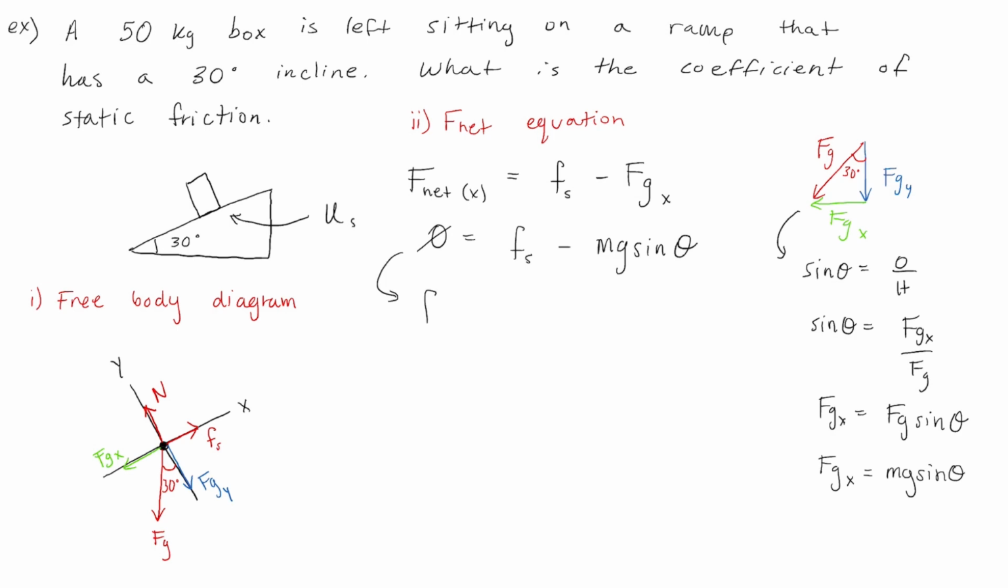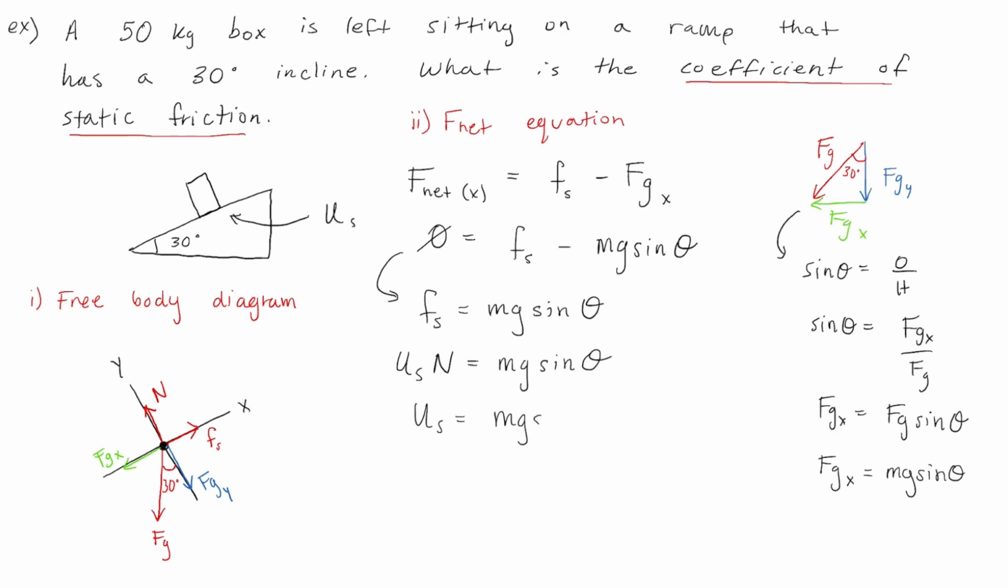And now we can rearrange and isolate for the static friction, and then we can replace the force of static friction with mu s N. And from there, we can isolate for the coefficient of static friction, mu s. And looking at this equation, we have the mass of the box, we know the acceleration due to gravity, and we have the angle of the incline. So what we're missing is the normal force. How do we find the normal force?